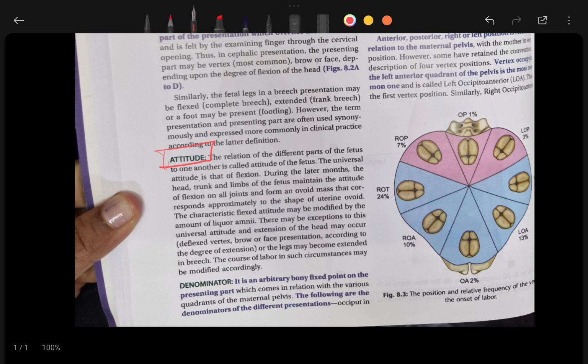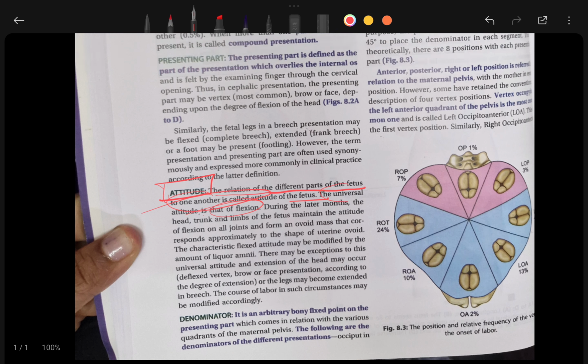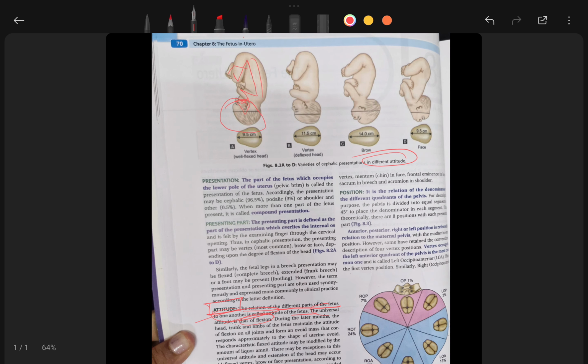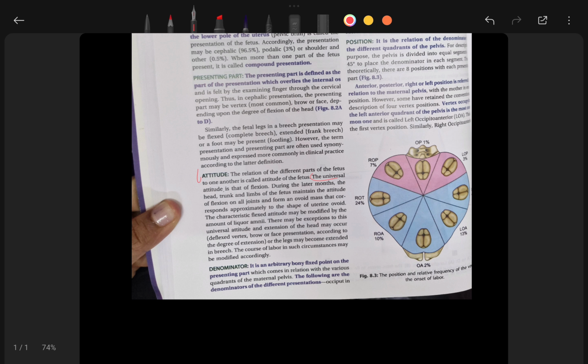Now coming to attitude. Attitude: the relation of the different parts of the fetus to one another is known as the attitude of the fetus. The universal attitude is that of flexion. See, this is the attitude. This is the universal attitude. Everything is flexed. That is, one part of the fetus we are comparing to the other part of the fetus. So both are flexed accordingly. This is the universal attitude of the fetus, where everything is flexed. This is nothing but the attitude of the fetus. The universal attitude is flexion.